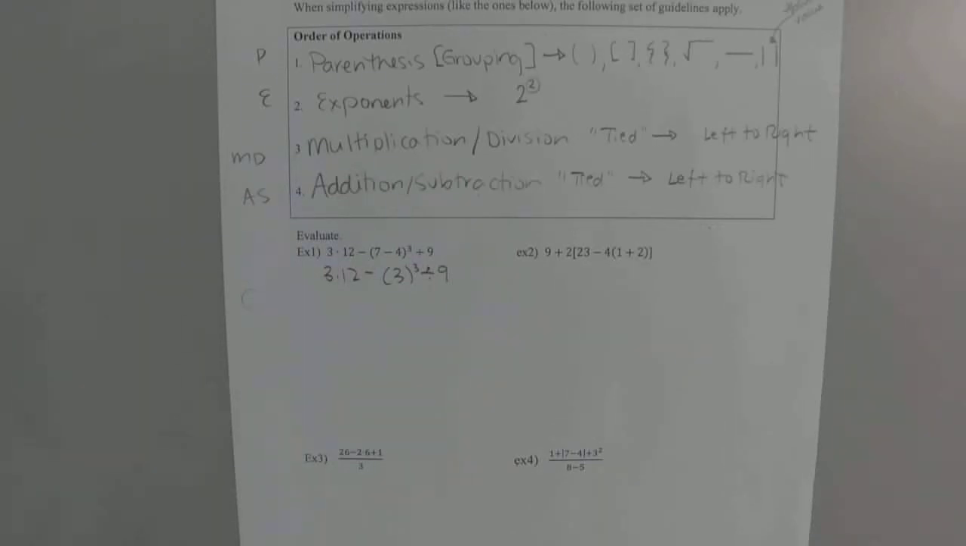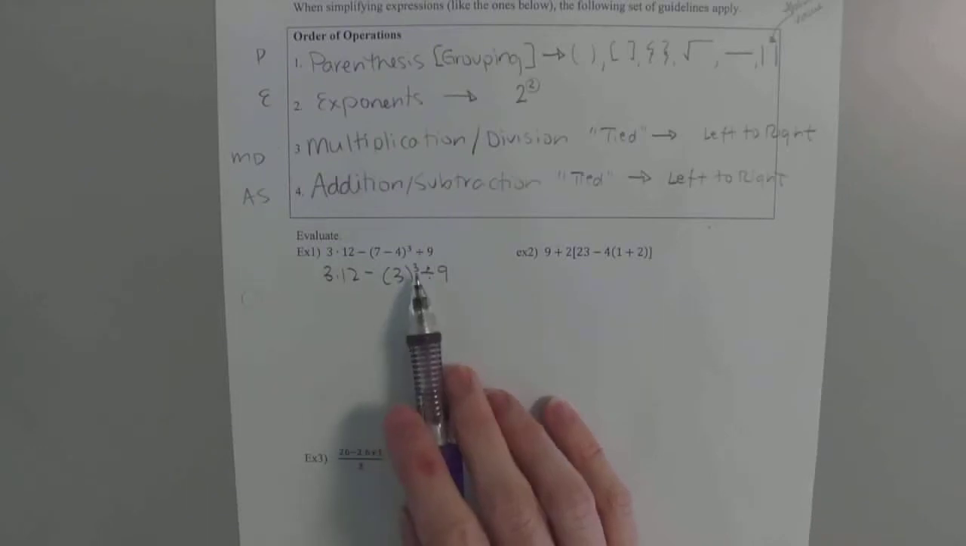What's the next thing we're going to do? Exponent. So we're going to do 3 cubed. Do you know what it means to raise something to the third power? Multiply by 3 times. Yeah, and it only happens to be 3 times because the exponent is 3, right?